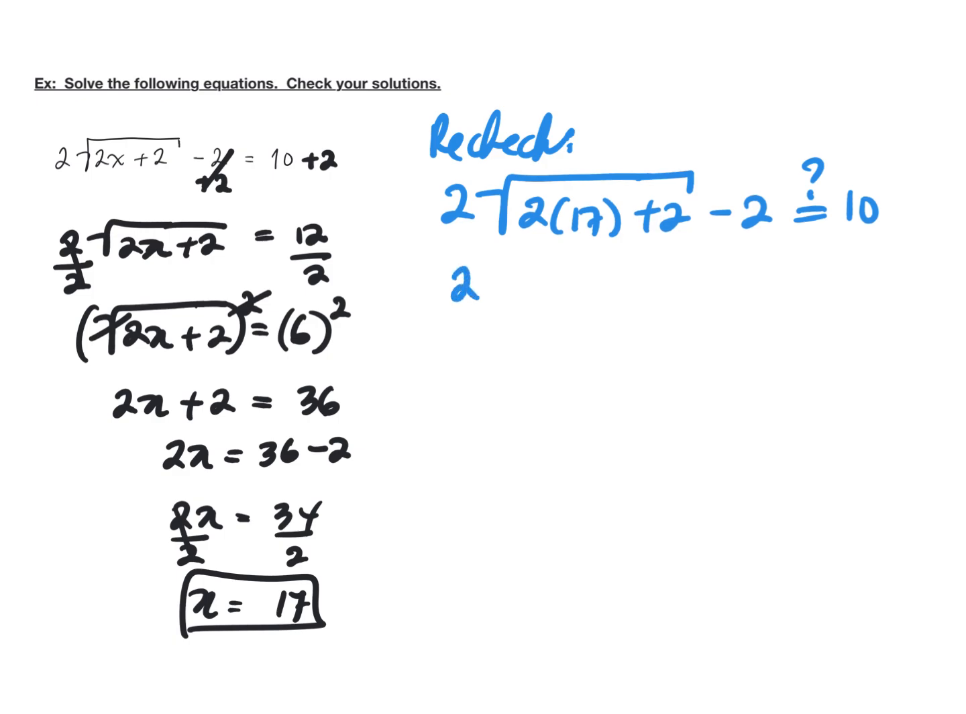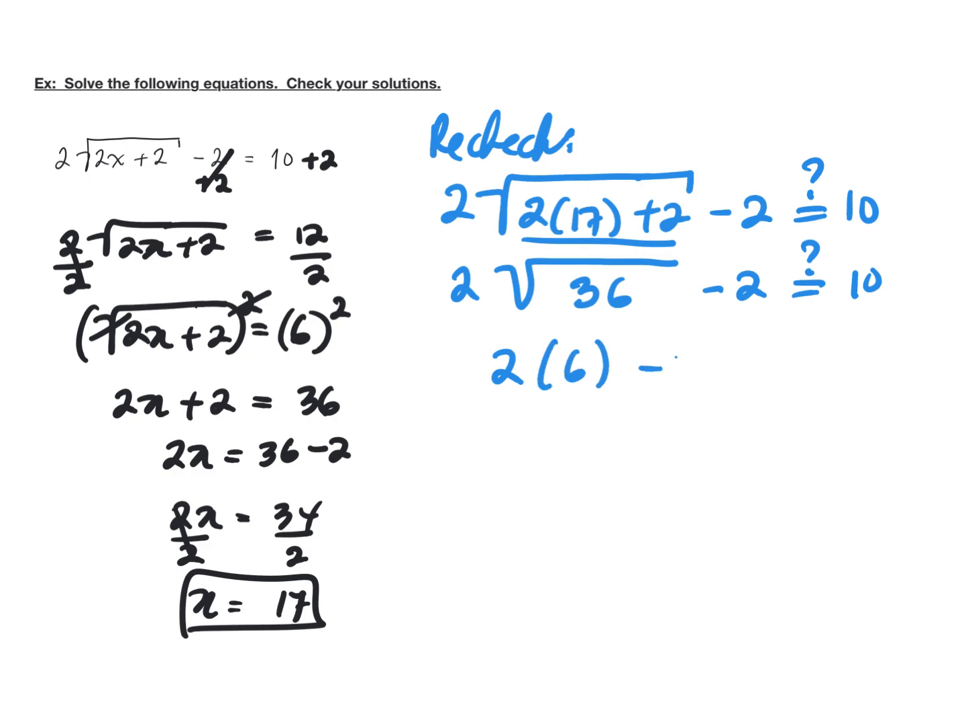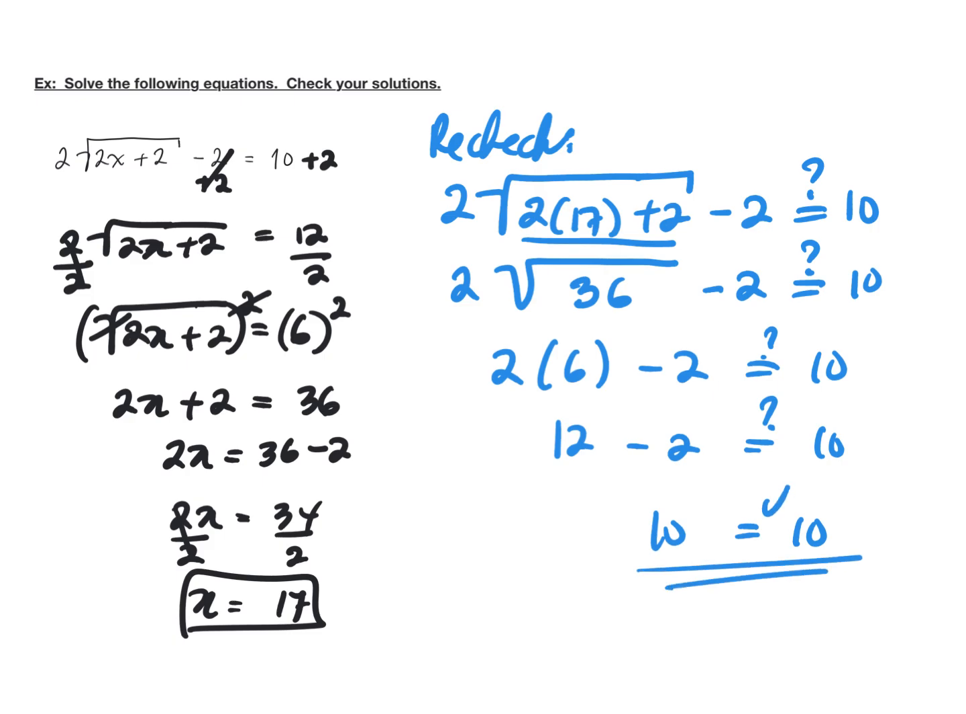If I'm going to simplify all of this, 2 times 17 plus 2, that's going to be 34 plus 2, which is 36, minus 2. Is it equal to 10? Let's see. 2 times the square root of 36 is 6, minus 2. Is it equal to 10? 12 minus 2. Okay, here we found that 10 is equal to 10. Therefore, our answer is correct. So always recheck, always substitute back the value of x into its original equation.